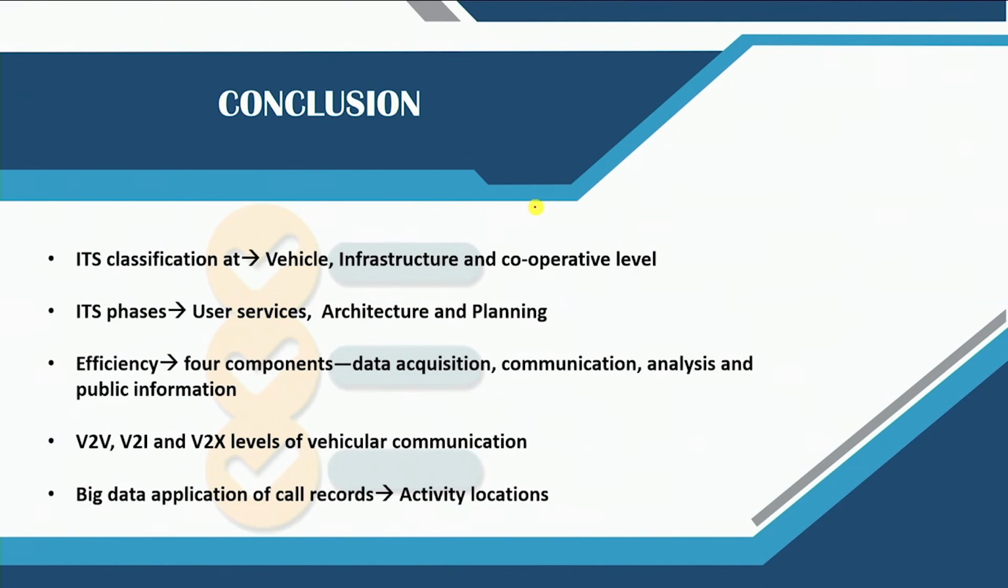In conclusion, in this lecture, what we have looked at are the different classifications at vehicle, infrastructure and cooperative levels, the different ITS phases, what user services are, what architecture is and how we plan, and then we have looked at the 4 different components of efficiencies and how big data can be applied in finding out activity locations.